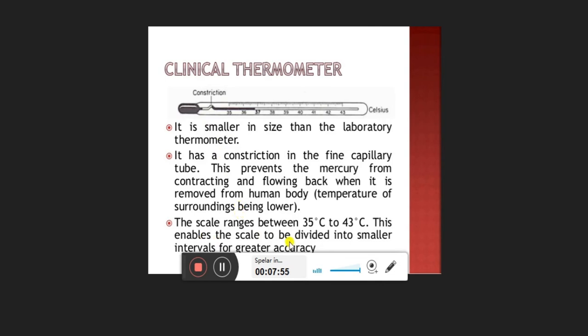Then what is the range on this clinical thermometer? That is between 35 degrees Celsius to 43 degrees Celsius. And you see they are divided into subscales, smaller intervals, so that it can be measured accurately. Only a limited range of temperature needs to be measured here, because your body temperature will have a certain extent. Up to this extent only it will increase, and beyond that it will not increase.